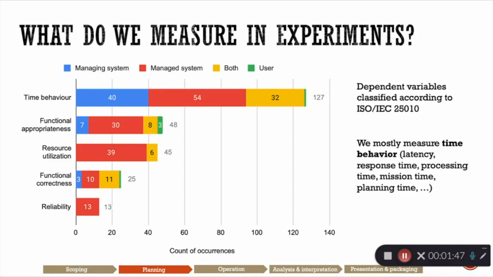Going into planning, we were interested to understand what we measure in SIMS experiments. By that, we mean what are the dependent variables in the experiments reported at SIMS. We extracted the dependent variables and classified them according to 2 categories. Firstly, according to whether they refer to the managing system, the managed system, or both, or the user. And secondly, according to qualities that are referred to in the ISO IEC 25010 standard, namely time behavior, functional appropriateness, resource utilization, functional correctness, and reliability.